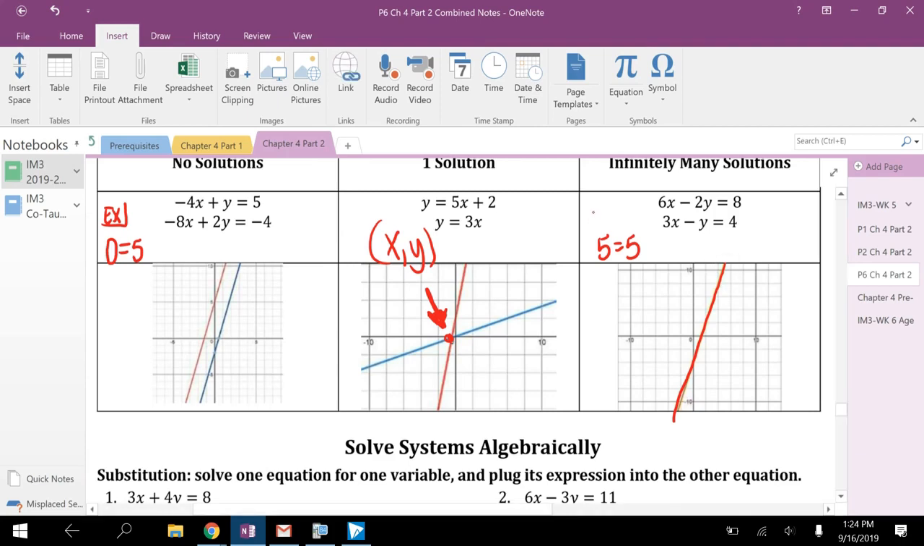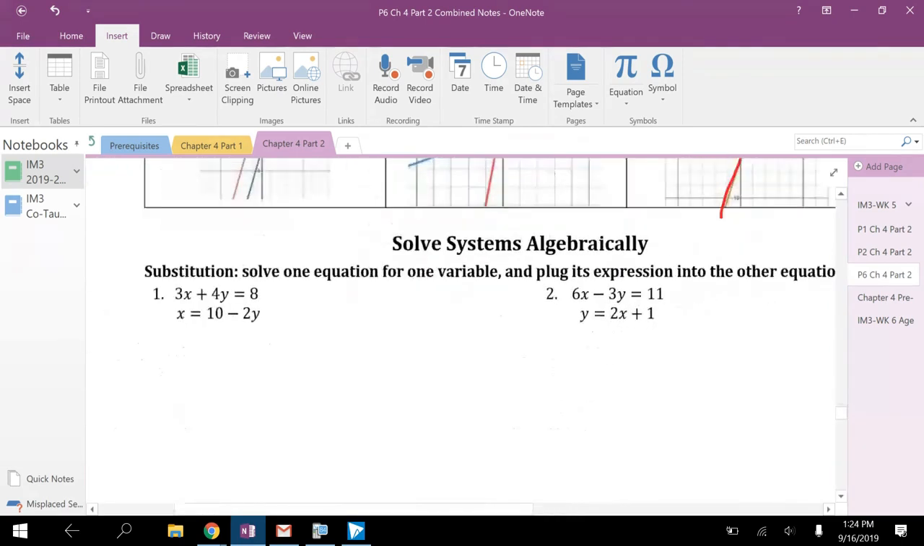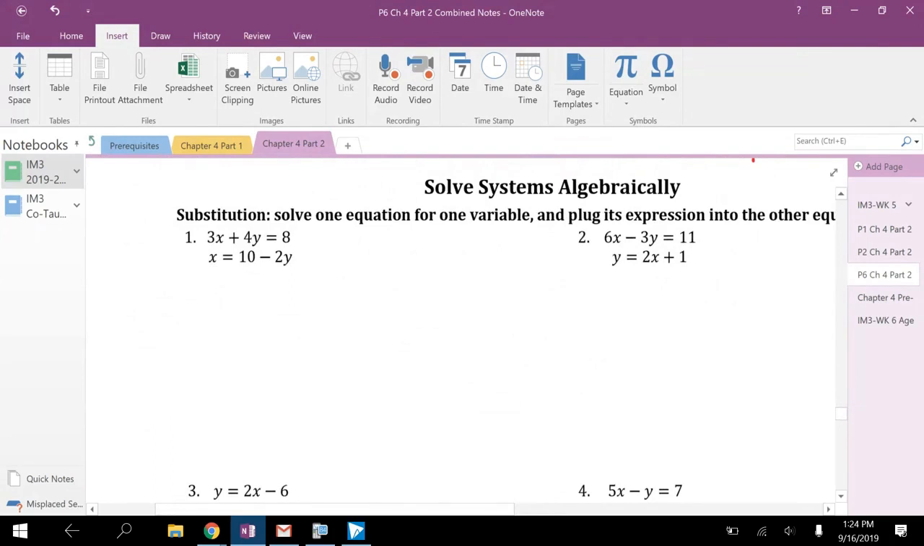Okay, so again, when we get to these algebra parts, if you ever get a situation where it's 0 equals 5, it'd be no solution. If you get something like 5 equals 5, it would be infinitely many. Okay, and I'll explain that when we go through it. If you are good at solving equations, this will be easy for you. Okay, because that's all it is. It's a bunch of solving. Okay, but there are a couple steps that we need to do.